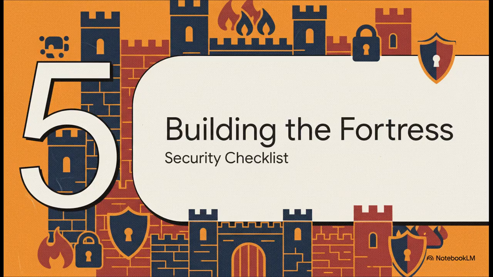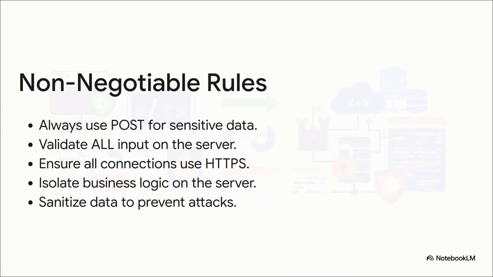Okay, let's pull all of this together. It's time for an actionable checklist. These are the rules we live by when we're building our fortress. Let's run through them. 1. Always use POST for sensitive data. 2. Validate all, and I mean all input on the server. I can't say that enough. 3. Force every connection to use HTTPS. No excuses. 4. Keep your business logic on the server, hidden away from the client.